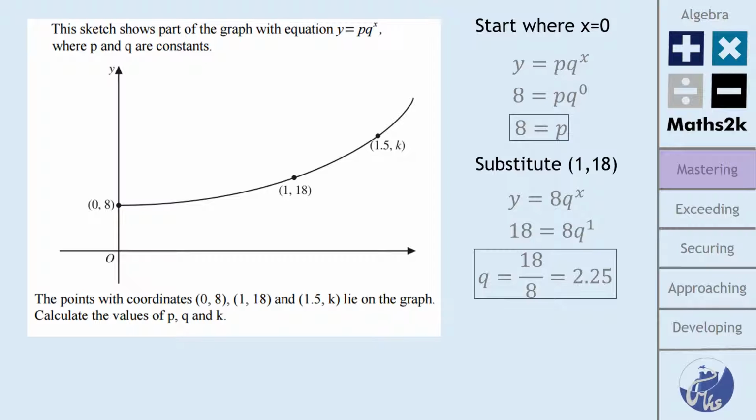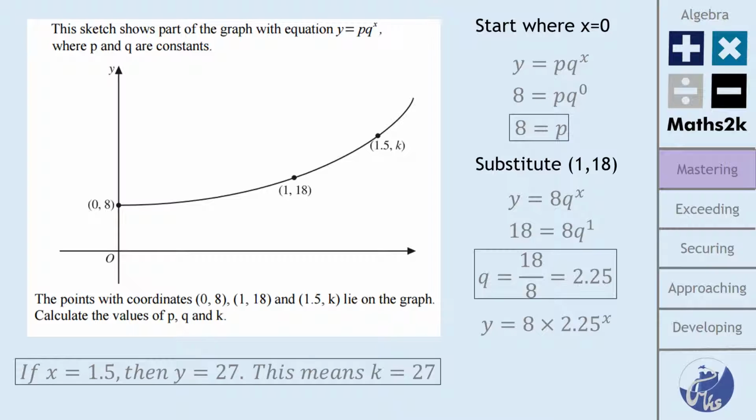But from here, we can now get a final equation of y equals 8 times 2.25 to the power of x. And I have put the times sign in here just so that we are very clear of what's going to happen in terms of BIDMAS, that only the q is having a power of x and the 8 is separate and multiplying it. So now I'm down to the last value k, and since I have been given the value of x of 1.5, I can just substitute that in. This would give me that y is 27, which means that's the y coordinate, and so k is 27. And then that would complete this style of question.